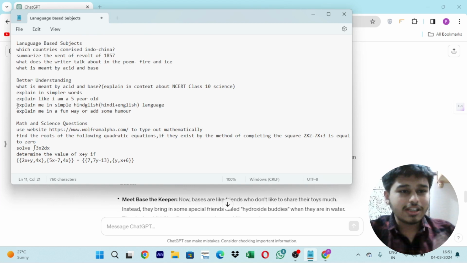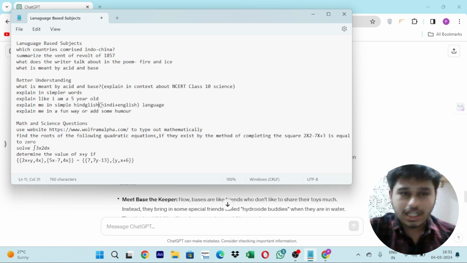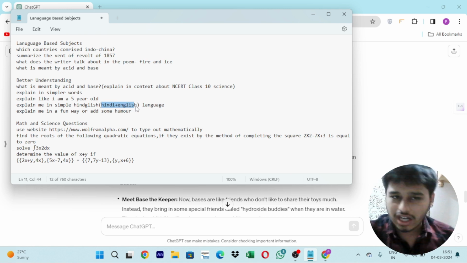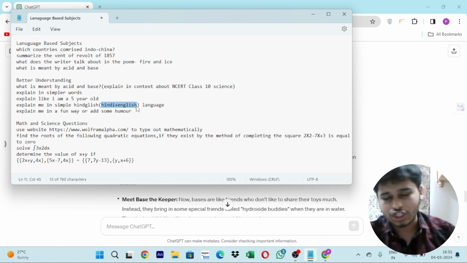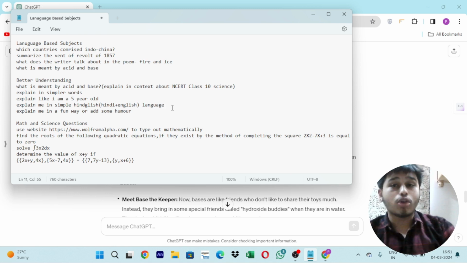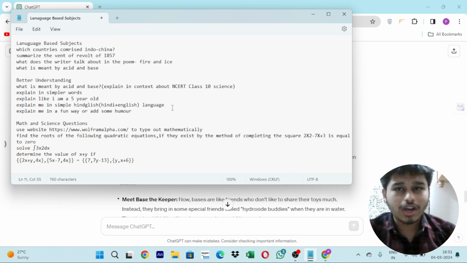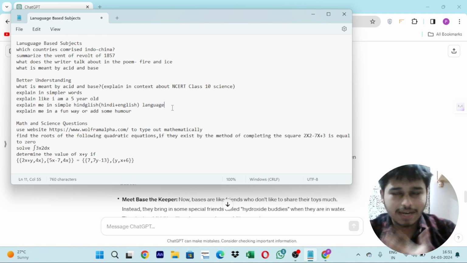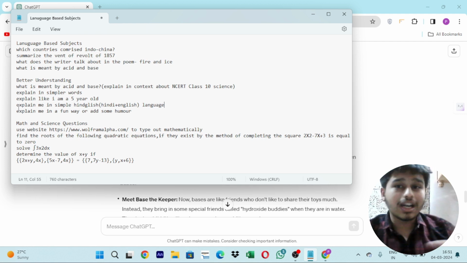Okay, now let me just copy this. Explain to me in simple Hindi English language, right? Means I've just combined it as Hindiglish, right? And it simply means Hindi plus English, a mix of Hindi and English language. You may not know that ChatGPT can do this. ChatGPT can explain any topic in mixed languages. Okay, this is the new term. If you don't know, I am just telling you that ChatGPT can do this.